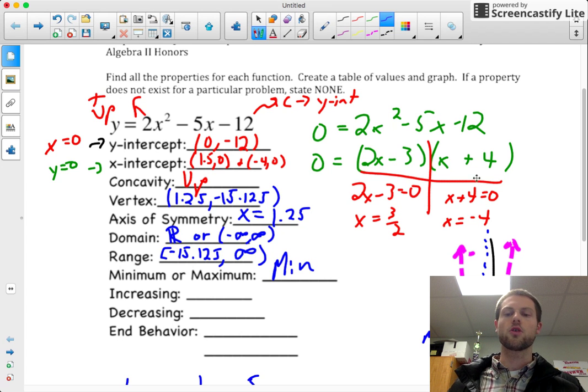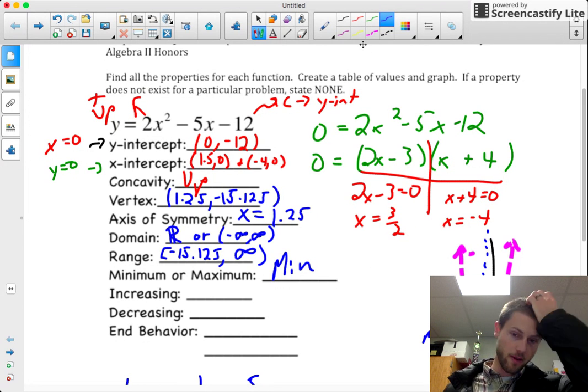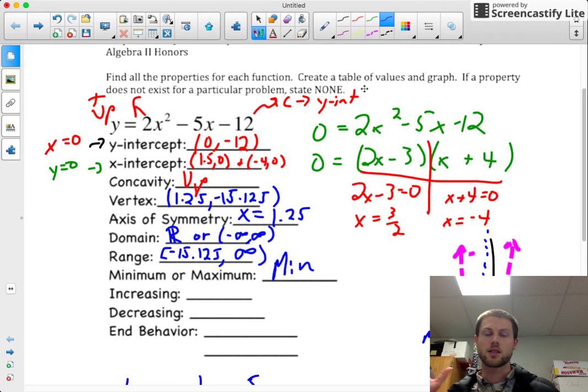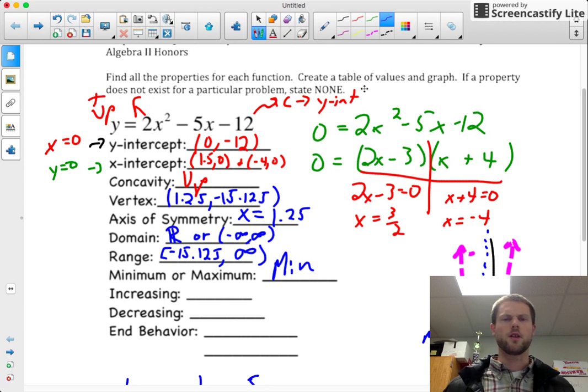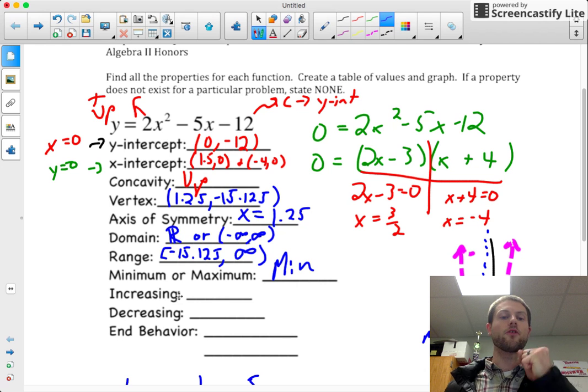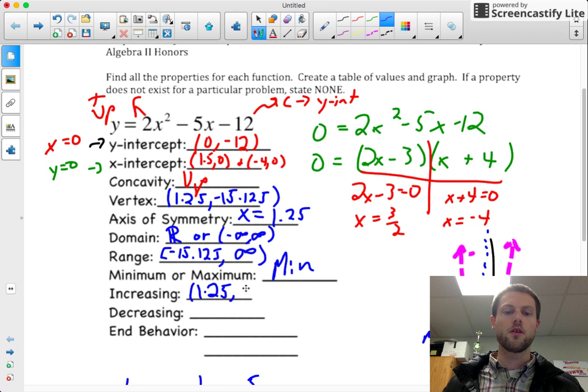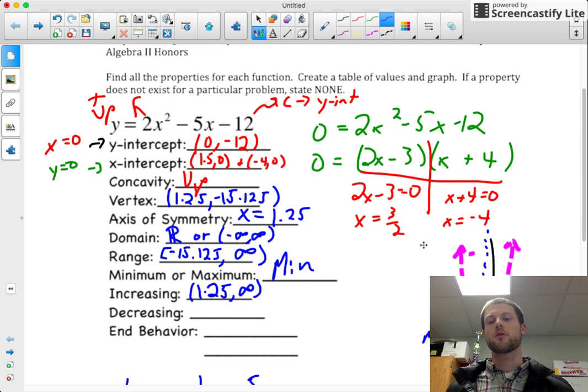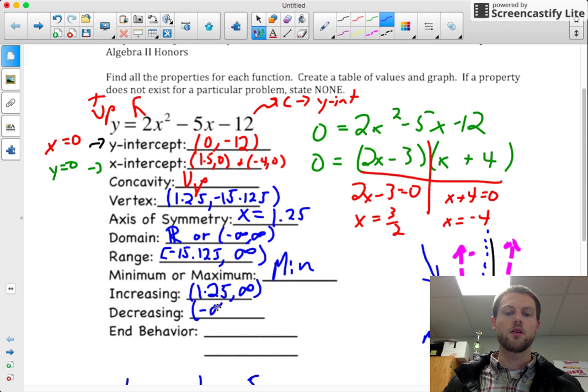When is this thing increasing? Well, remember, I'm thinking about my x values moving left to right. And if I'm looking at the right side of this graph, I am increasing. The point where I'm turning is at the vertex. So I'm increasing from 1.25 to infinity. And on the other side of this thing, I'm going to be decreasing from negative infinity until that vertex, 1.25.